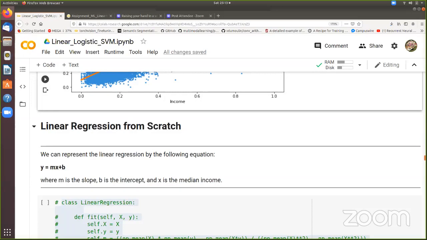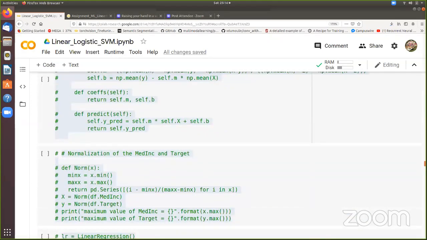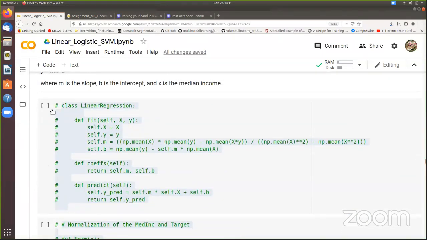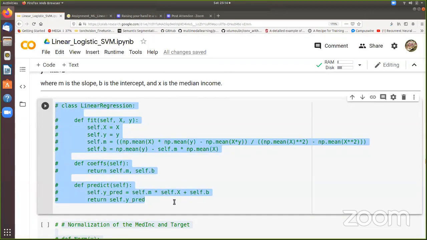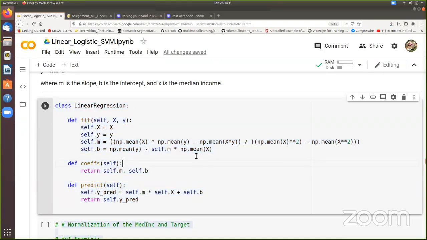So let's move to linear regression from scratch. Instead of using this built-in fit function in scikit-learn, we can just use the equation of the line. So let's define our class. Our class is LinearRegression. It has three functions: the fit, coefficient, and the predict. In the fit, you can see that we are computing the slope and the intercept. For the slope, this equation you can find in the literature, and the intercept is the analytical solution. Then we return those values, and we predict just by using the equation of the line. So let's run this.